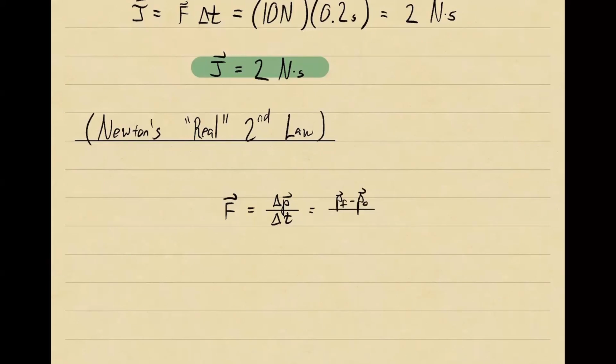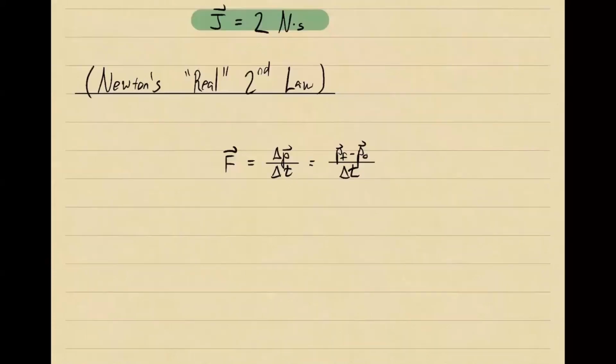So this initial momentum is the momentum of our object before the force is being applied. This final momentum P_f is the momentum of our object after the force has been applied. And delta t is the elapsed time. So notice what happens if I take this and multiply both sides by delta t. On the left-hand side, I get the average force times the elapsed time is equal to delta P.